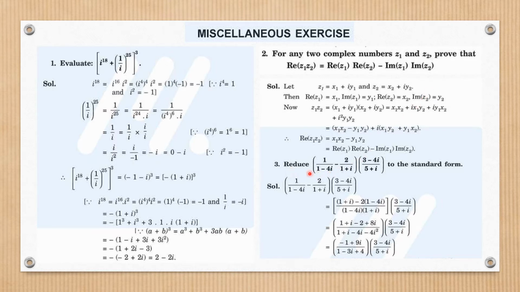Number 3 is: reduce this complete term to standard form. So for reduction, firstly I need to bring it to a plus iota b form. So firstly I'll just solve the terms inside this bracket, right? So I will take LCM here, and I'll get from here minus 1 plus 9 iota upon, this will become your 5 minus 3 iota, right? Which is 4 plus 1 minus 3 iota, multiplied with this.